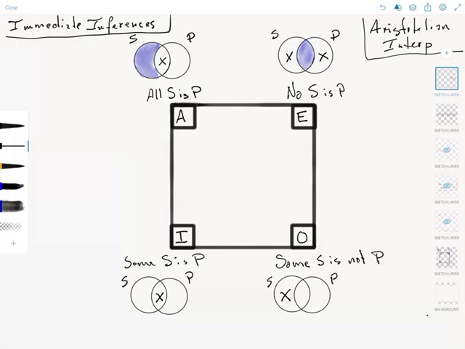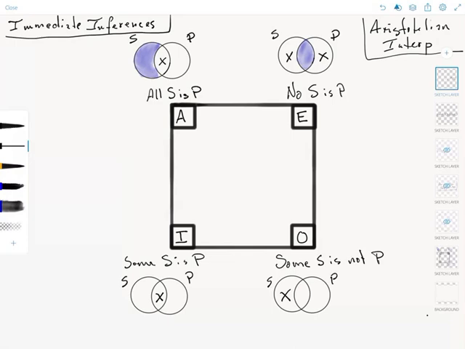In this tutorial, I am introducing immediate inferences on the square of opposition. Just to review, an immediate inference is an inference that goes directly from one categorical proposition to another categorical proposition. For instance, a categorical proposition like "All S is P" makes a claim about the relationship between S and P, and by knowing that claim and assuming or presupposing the truth of that claim, we can infer the truth or falseness of some other categorical proposition that corresponds.